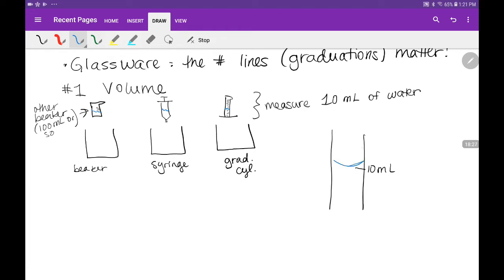So water has this property where it kind of climbs up and it makes these little curves. So the bottom of this curve has to line up with this line right here. This is called the meniscus. The bottom of the meniscus lines up with that graduation for whatever the 10 mil is. And if you don't have a specific line for the 10 mil, then you need to eyeball it. Yes, eyeball it. Because the purpose here is not to measure 10 mils exactly, but to see how accurate each one of these is.